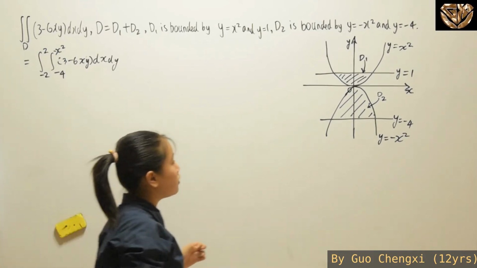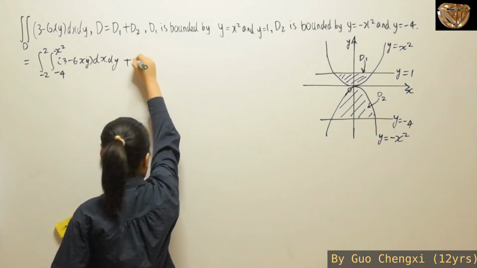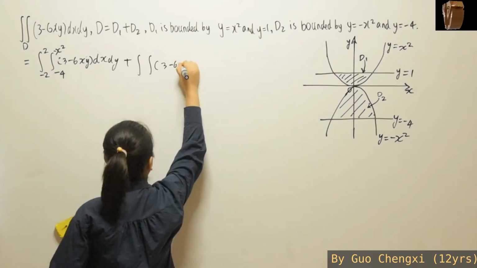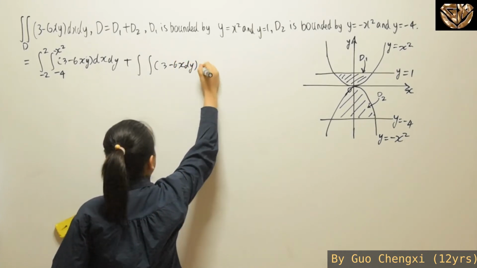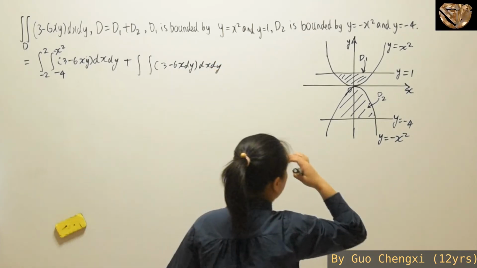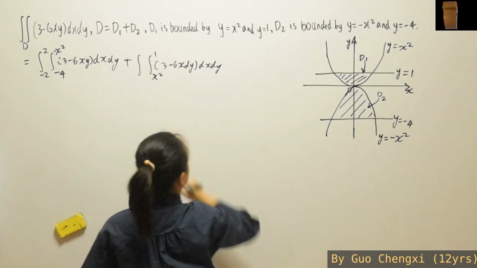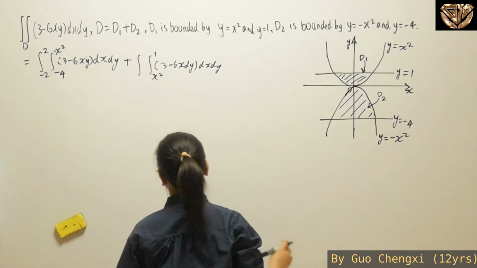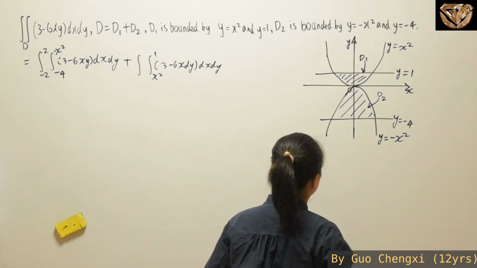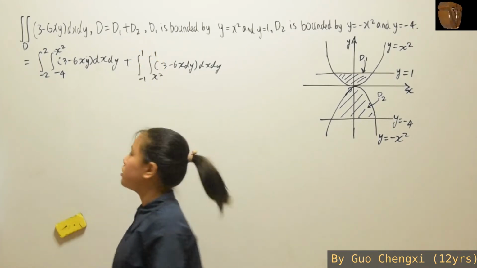While over here we also have our D1, which we're going to add on with our D1, integrating with respect to y first. It will be from x squared to 1. Then what about our x? For our x, x squared is equal to 1. So x goes from negative 1 to 1. Okay.